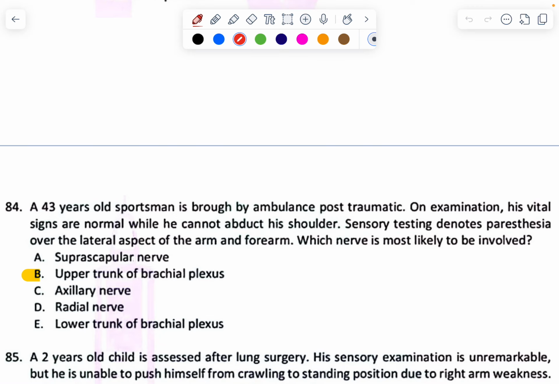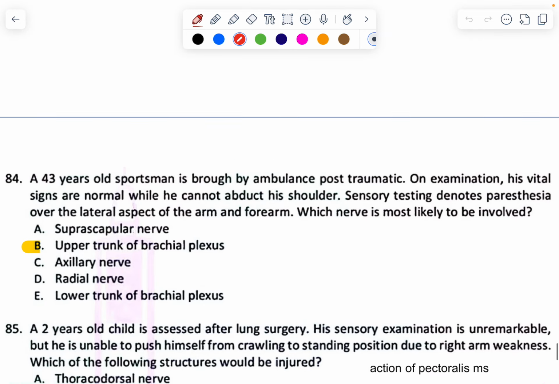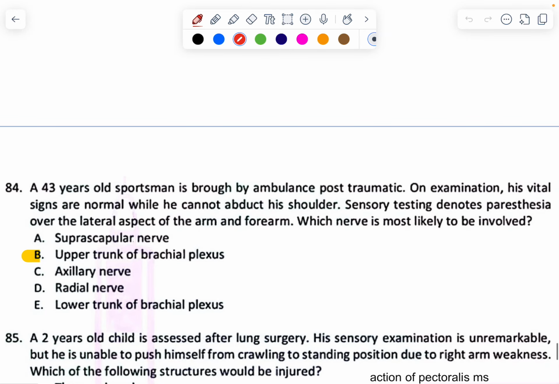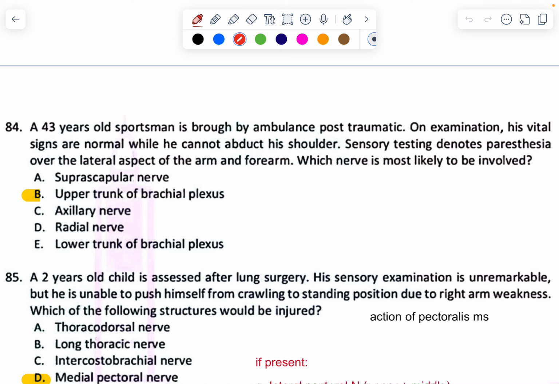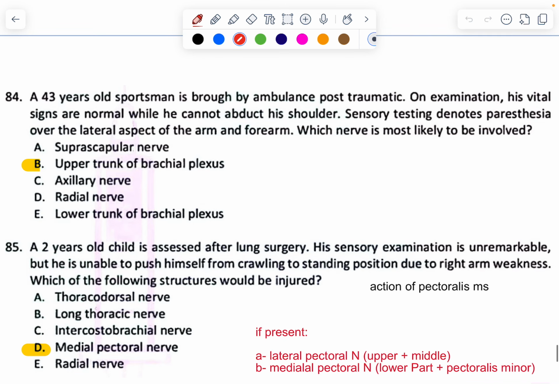A two-year-old child is assessed for lung surgery. He is unable to push himself from crawling to a standing position due to right arm weakness. So this is loss of latissimus dorsi or accessory nerve. Which of the following should be injured? Oh, it's not; it's the medial pectoral.